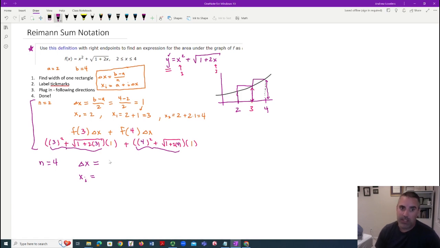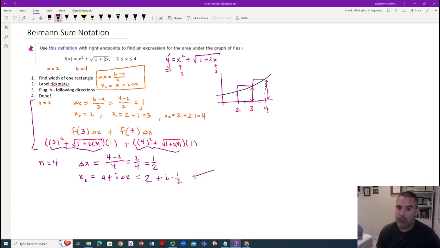So in this case, it would be b minus a, so 4 minus 2 over 4 this time. So it's going to be 2 over 4, or a half, which makes sense. If you break it into fourths, you're going to break it up at those values. The tick marks are going to be a plus i delta x. Now, it's a lot of notation, but a is 2, and then i times a half.